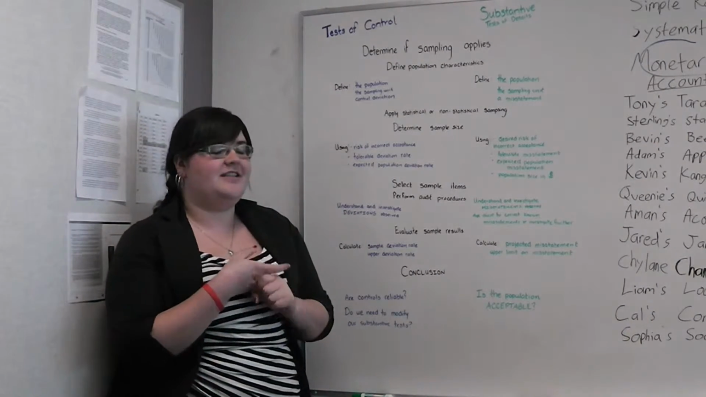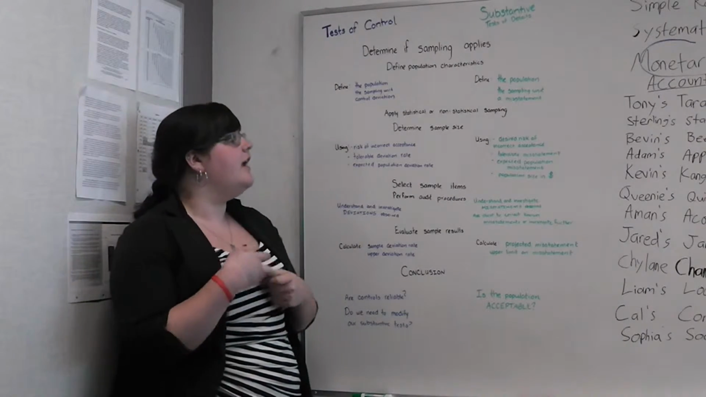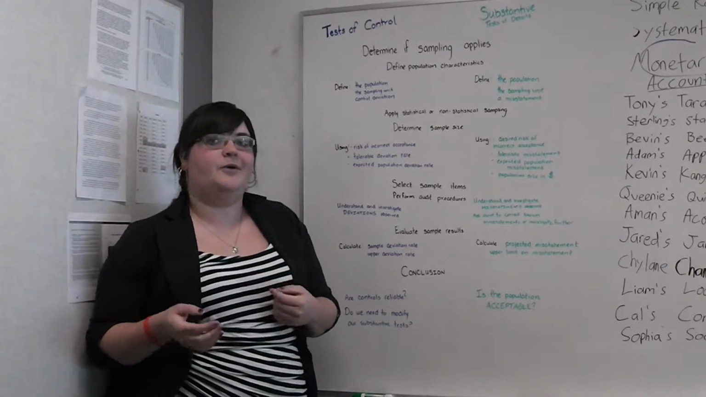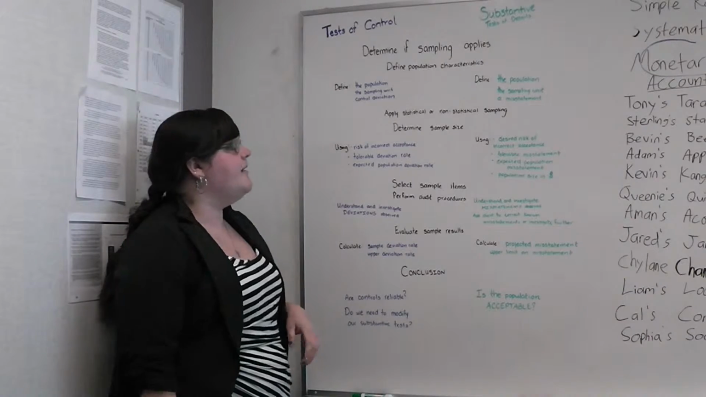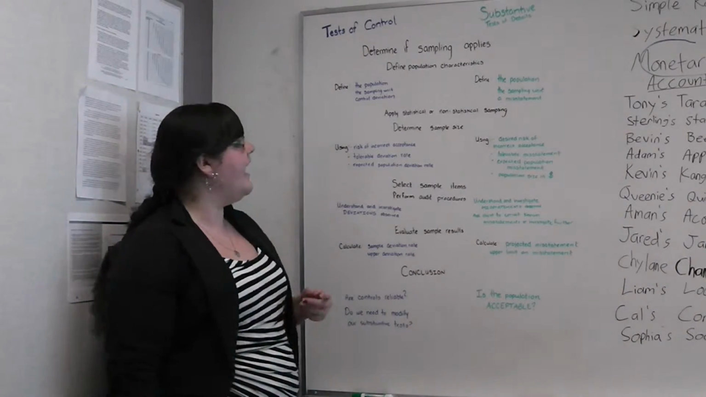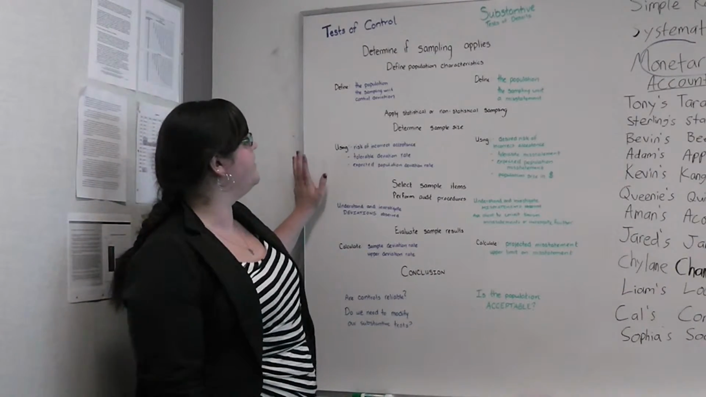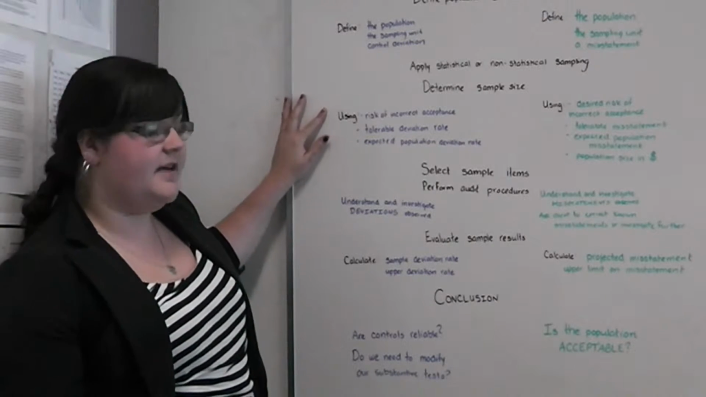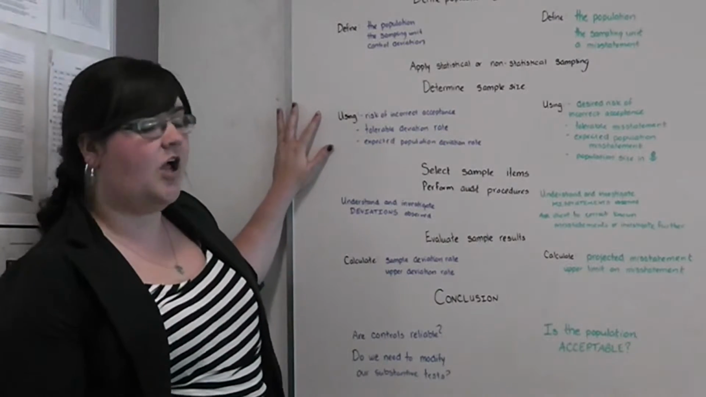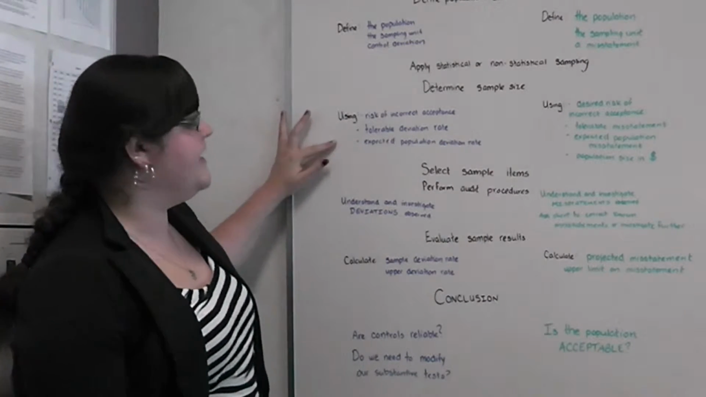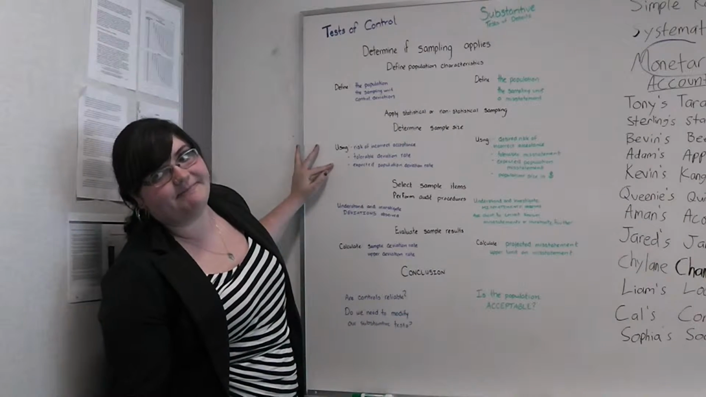Then we're going to apply our statistical or non-statistical sampling, which is what we talked about earlier, of course. And then we're going to determine our sample size. And our sample size for our test of control is determined by the risk of incorrect acceptance, the tolerable deviation rate, and the expected population deviation rate. Could you explain those in further detail?